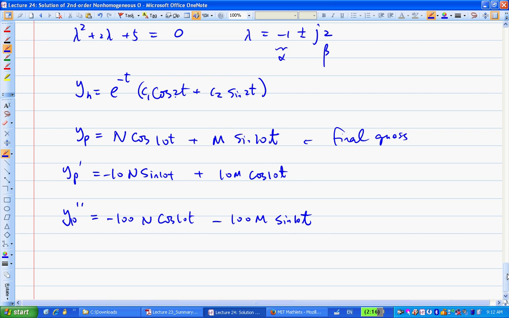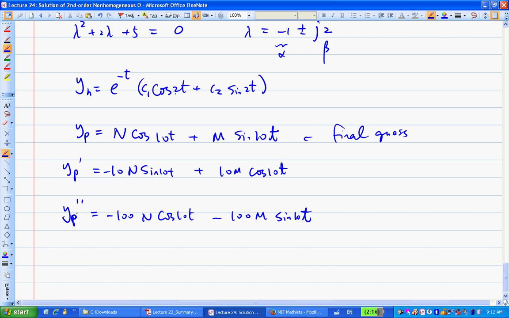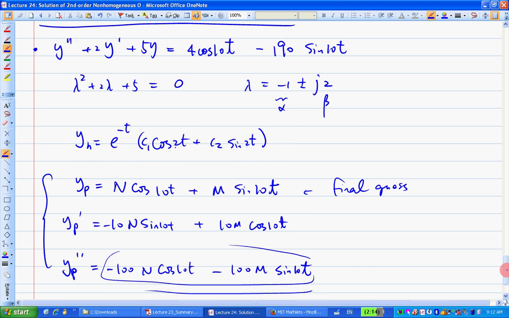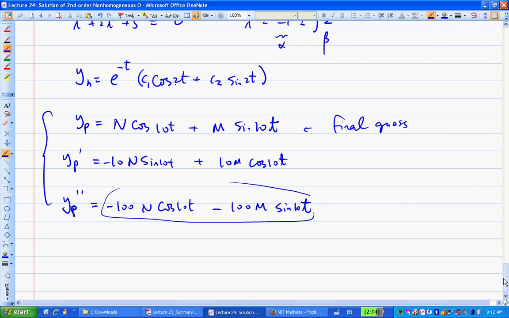Now we sub this yp prime and yp double prime back into the differential equation, right? So sub the three terms here back into here, and group similar terms. When you sub this one here, this term goes here, that term goes here, and this term goes there. After substitution, group the same, basically group all the cosine, group all the sine, right?